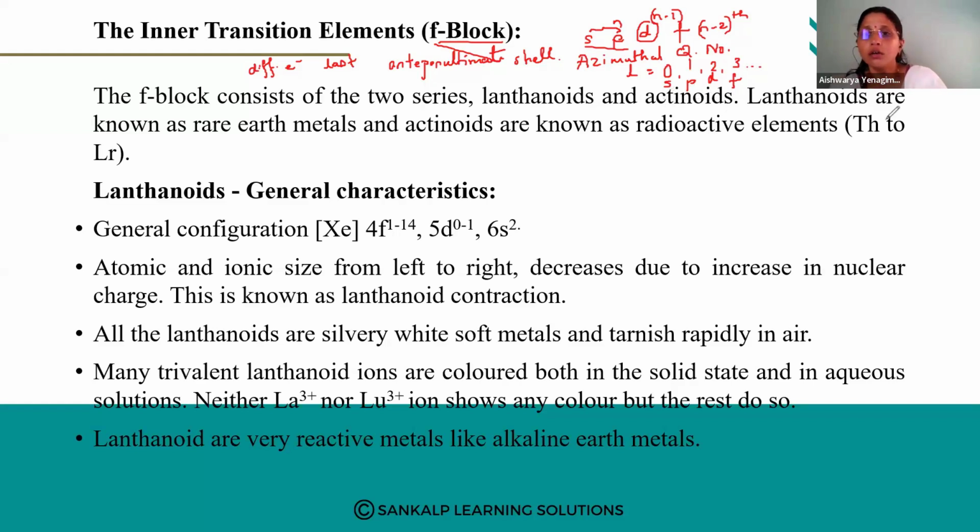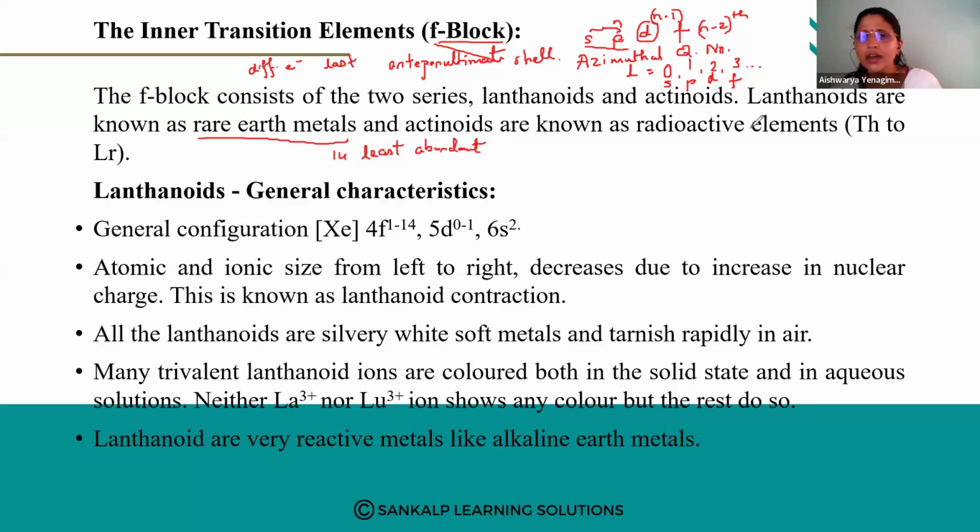Lanthanides are also known as rare earth metals. Now the question is why they are known as rare earth metals? Lanthanides alli ಎಷ್ಟು elements ಇದೆ, actinides alli ಎಷ್ಟು elements ಇದೆ, we'll discuss that. These 14 elements of lanthanides are called rare earth metals. Why? Because they are least abundant in the earth's crust. Therefore, we call them rare earth metals.